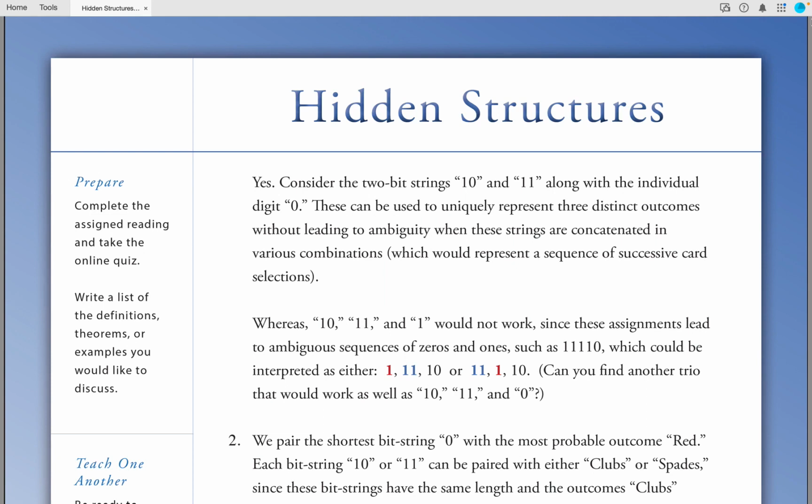Whereas 10 and 11 together with the single digit 1 would not work, since these assignments lead to ambiguous sequences of zeros and ones, such as 1110, which could be interpreted as either 1, 11, 10, or 11, 1, 10. Can you find another trio that would work as well as 10, 11, and 0?